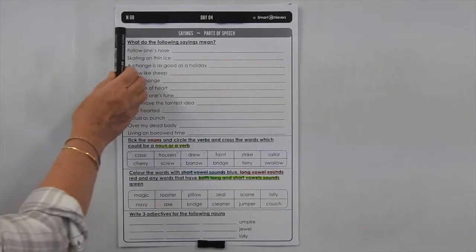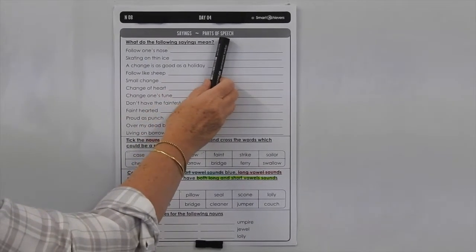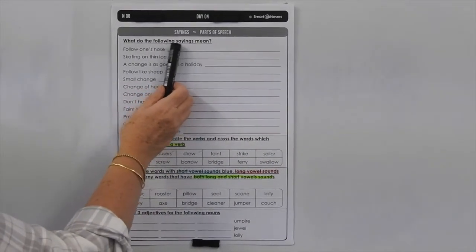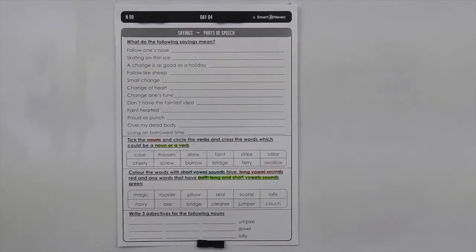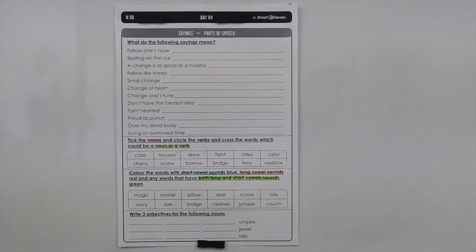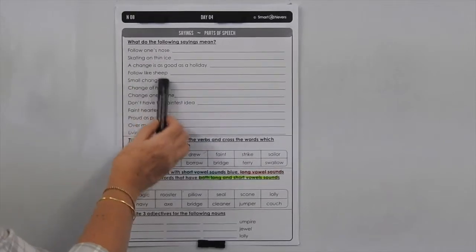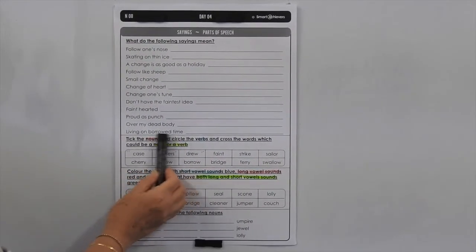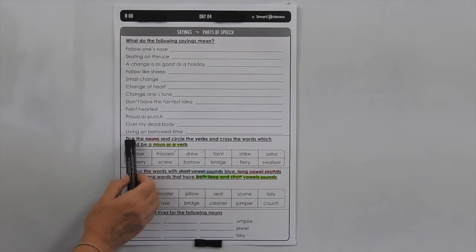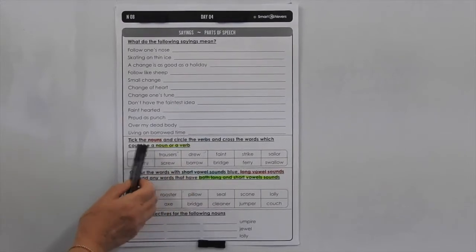This is level in list 8, day 4, and we're looking at sayings and parts of speech. So what do the following sayings mean? You might need to discuss these within your group. Follow one's nose means to follow your intuition or do what you know is right. You can work out the rest of those on your own. The last one you might have heard: it's living on borrowed time. That means if you're doing something wrong, you better change quickly because you're going to be in trouble very soon.